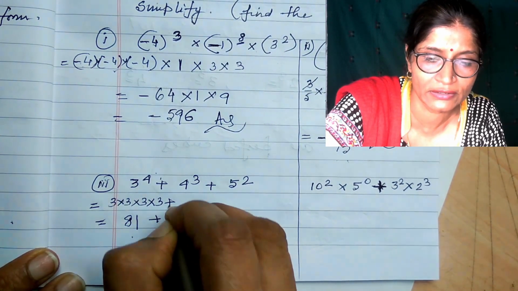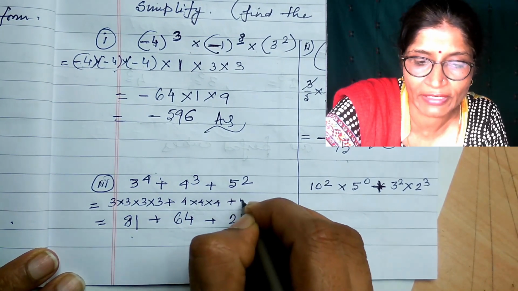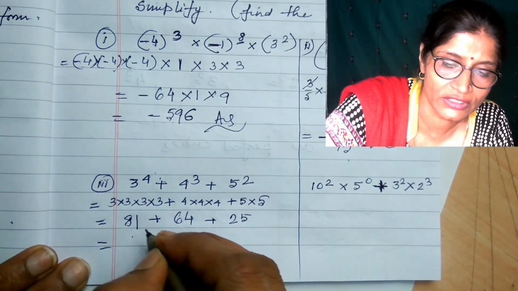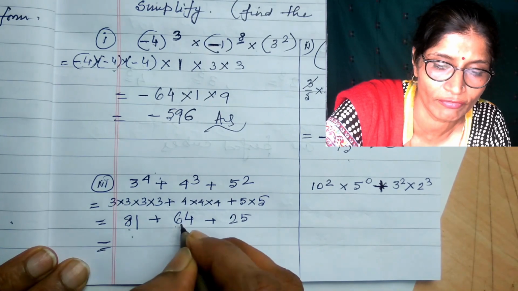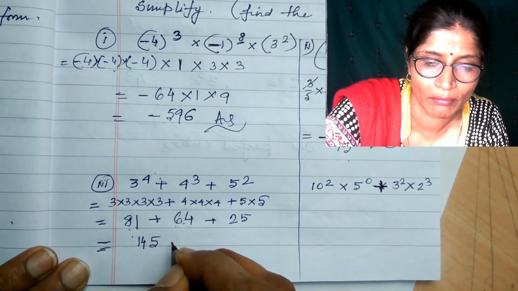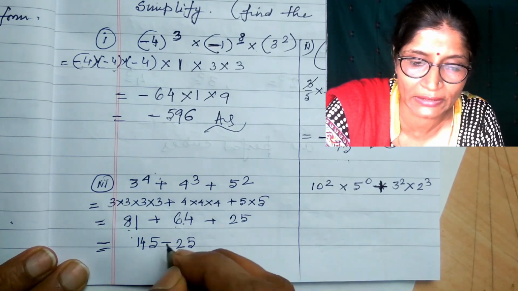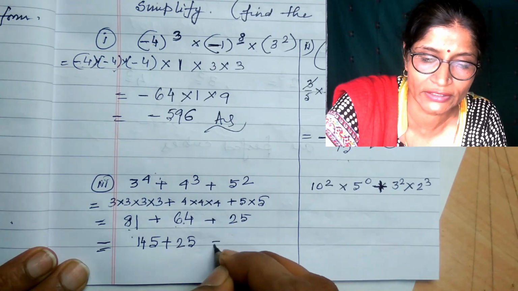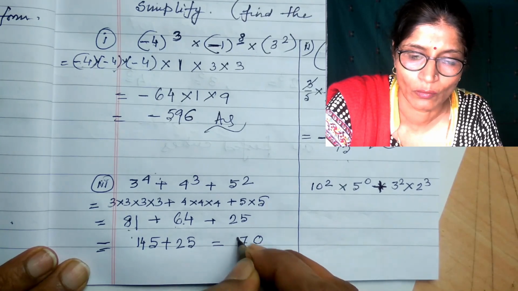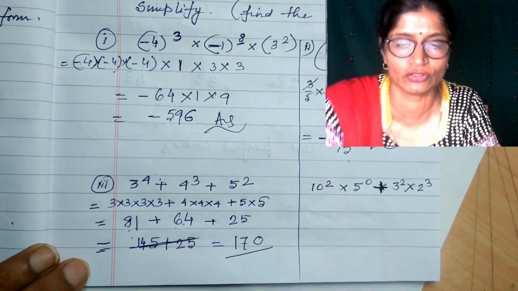3, 4 times, plus 4 into 4 into 4, plus 5 into 5. Then you will get this value. Now this is plus, so add together, 4, 5, 6. Sorry, all are plus. Okay, plus. So that is equal to 5, 5, 10, 170. Directly also you can add all together. This is not required because all are plus.